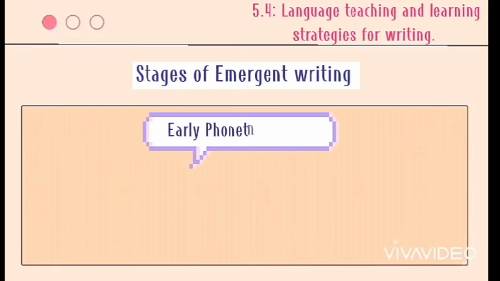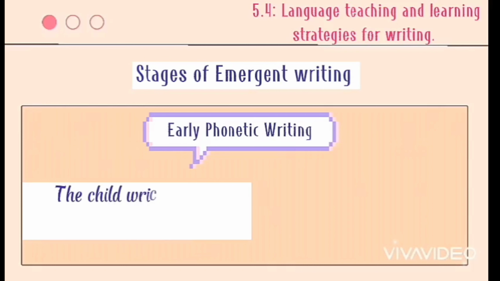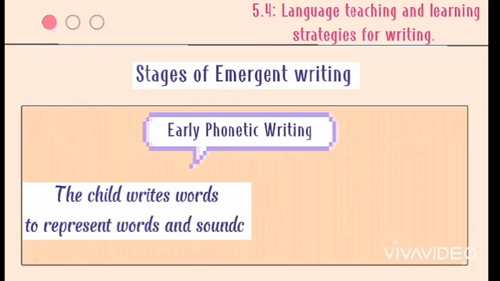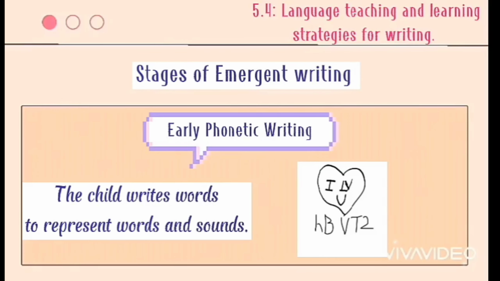Fourth is early phonetic writing. So the early phonetic writing is where the child writes words to represent words and sounds. This picture is the example of early phonetic writing. So the writer is aware that print and art convey meaning.